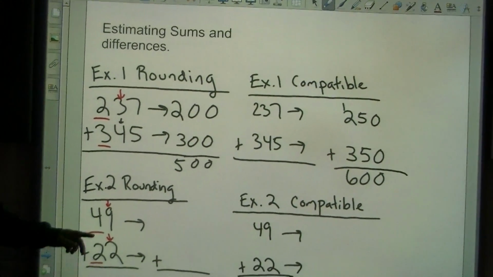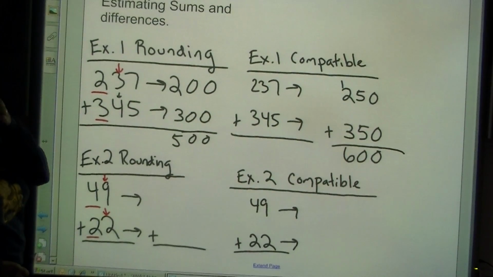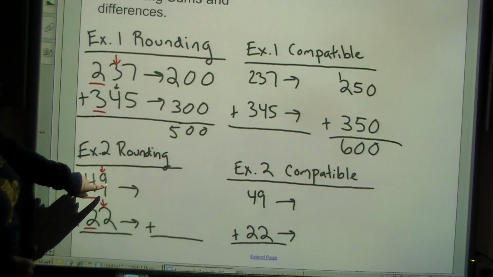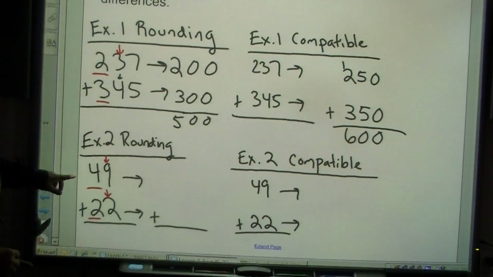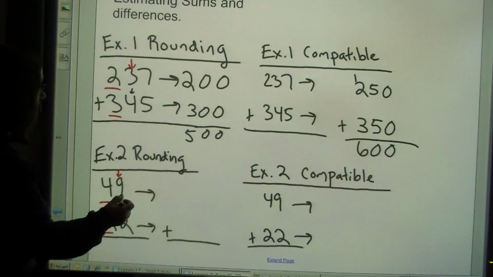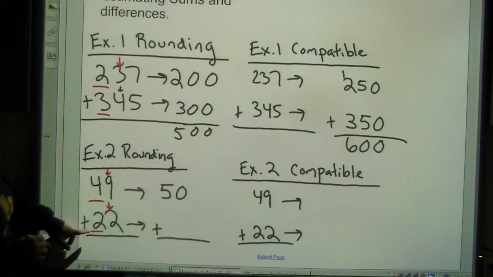Let's practice with rounding here. These are whole numbers. So 49, greatest place is the tens place. So we underline the 4, we put the arrow above the 9. 9 tells us to round which way? Yes, up. Good. So what happens to my 4? Awesome. It goes to a 5. And the next number goes to our 0.